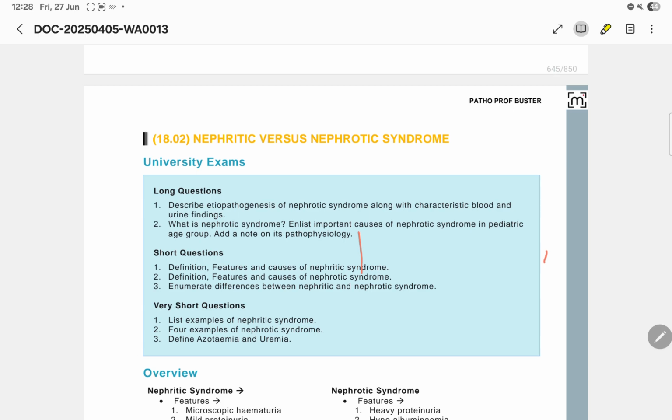Okay, friends. Now let us understand both nephritic as well as nephrotic syndrome. The renal syndromes are divided into nephritic and nephrotic syndromes. First of all, we will have an overview: what is nephritic syndrome and what it includes, and what is nephrotic syndrome and what it includes. Let's begin.